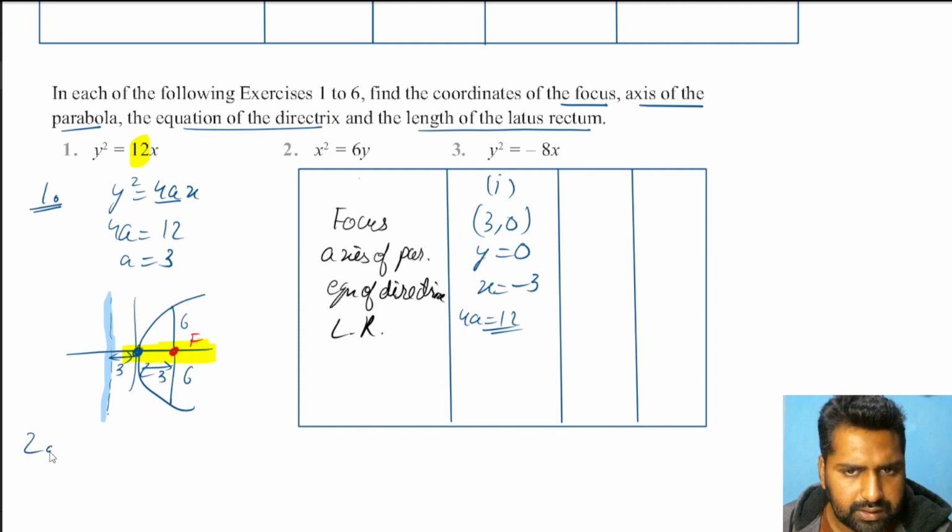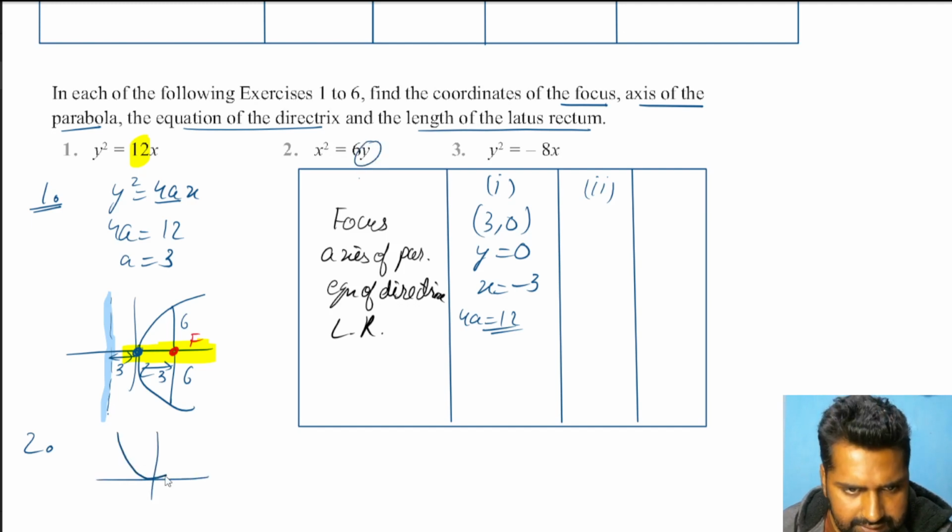Okay, second part, I'll write the final answer here, just drawing the shape. For the second part, x square equal to 4ay. First of all, x square, y power, whose power is less? Y power is less. So it will be on the y-axis like this.